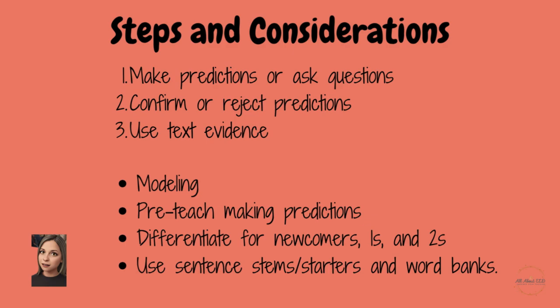The first step in the DRTA strategy is to make predictions or ask questions about the text. If you teach newcomers or level 1s and 2s, you might need to teach students what a prediction is, how to make predictions or observations, and how to ask questions about the text. Use modeling and sentence stems or starters to guide them in this first step. If the text is too long, focusing on a specific page or selecting a few pictures from the text is a better way to start and support your newcomers with this strategy.